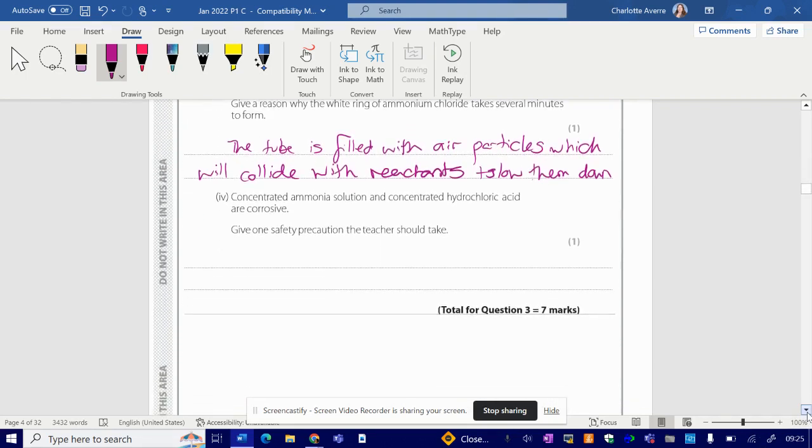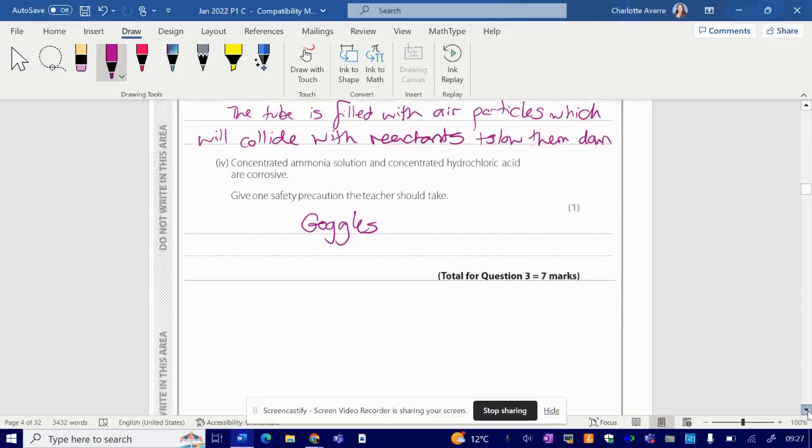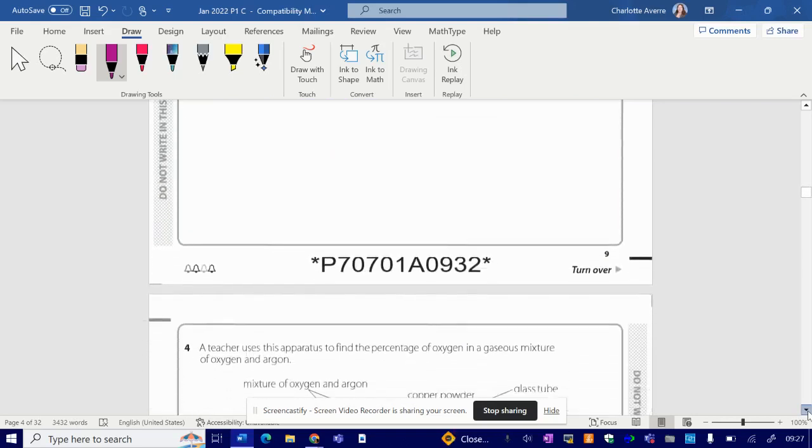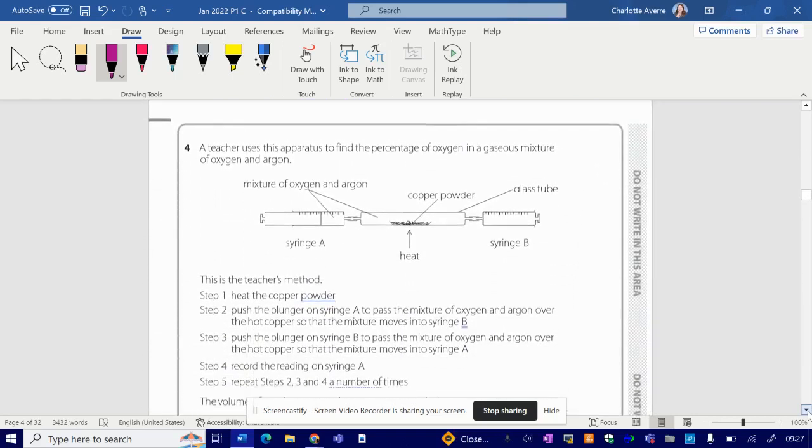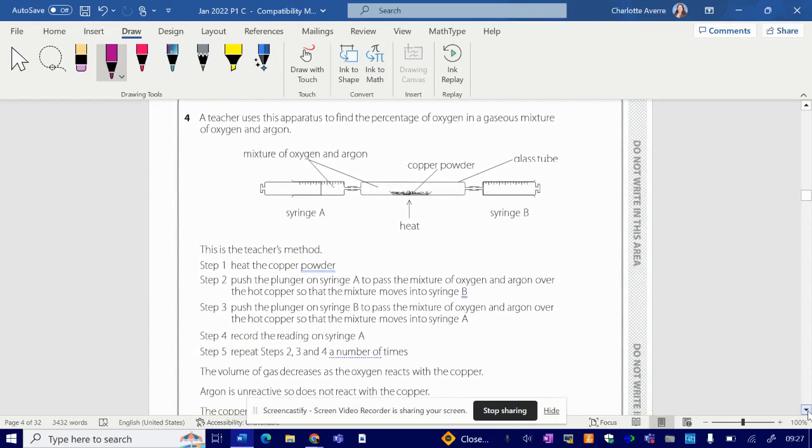And then concentrated ammonia solution and hydrochloric acid are corrosive. One safety precaution. Well, I'm just going to go straight for our favourite one. They should be wearing goggles to protect the eyes. You could also possibly mention gloves, something like that, but goggles is probably the quickest option. Okay, so far I've answered 23 marks worth of questions. So I've done that in about 12 minutes, so we're doing quite well for time.